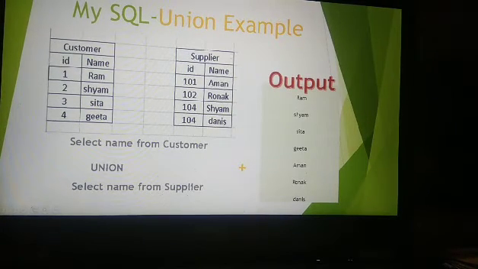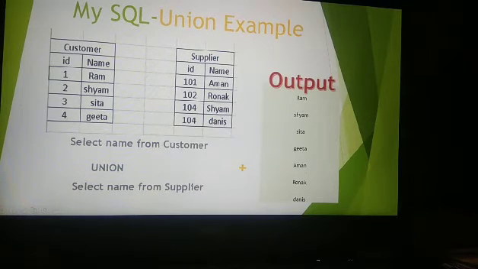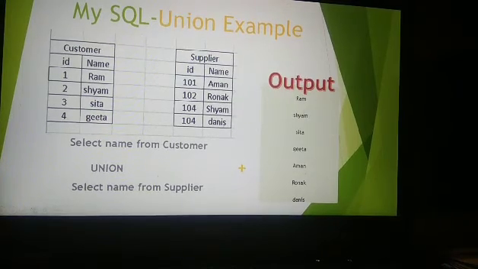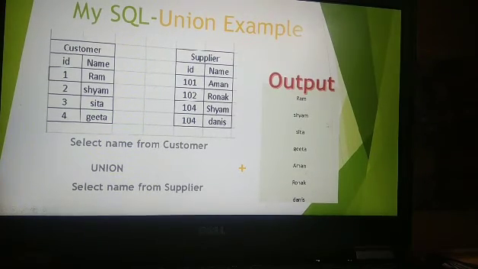When we run this statement, your output will come. It will join both tables. It will display Ram, Sham, Sita, Geeta, and Aman, Ronak, and it will not display Sham again because it is a duplicate value. It has already been taken. Is it clear?